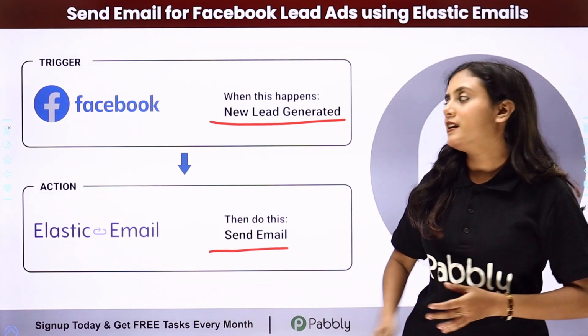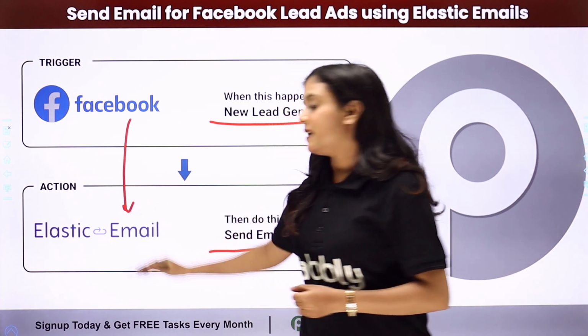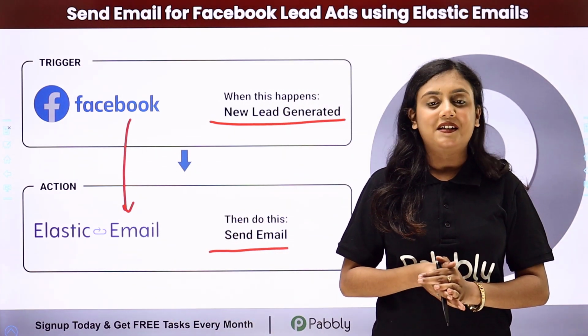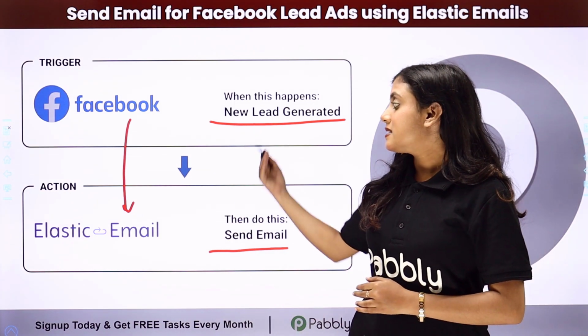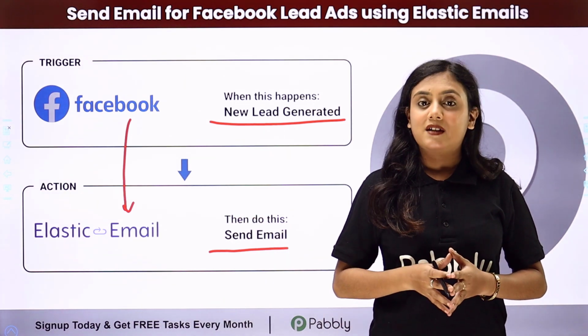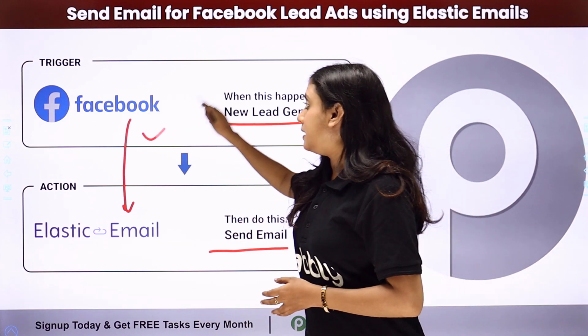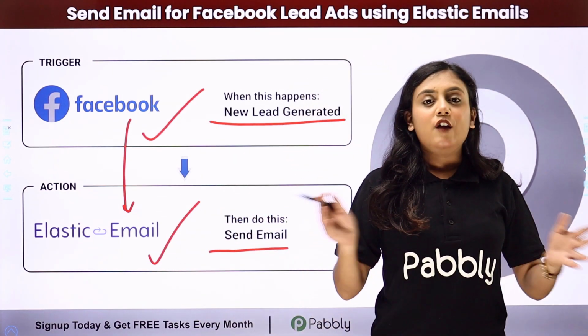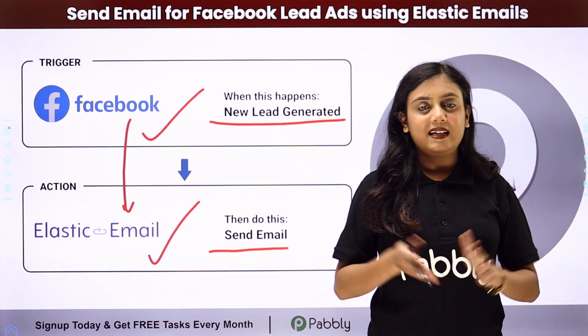For that, we have to create an automation between Facebook lead ads and Elastic Email with the help of Pabbly Connect. In Pabbly Connect, to start an automation process, we need triggers and actions. In this process, my trigger application is going to be Facebook lead ads and my action application is going to be Elastic Email. If you want to learn how to create this automation, then let me take you all to my screen.